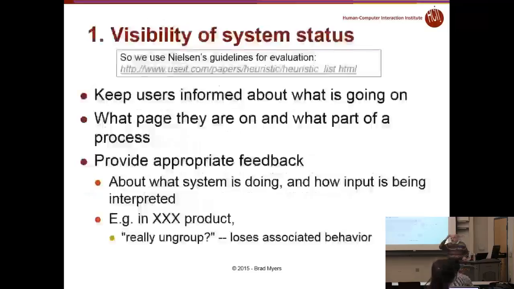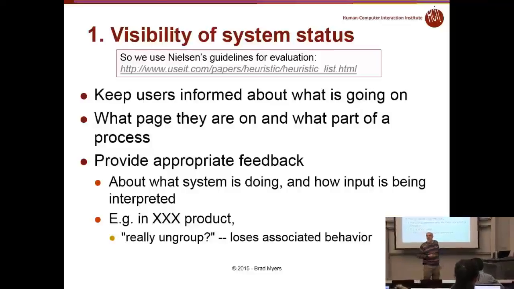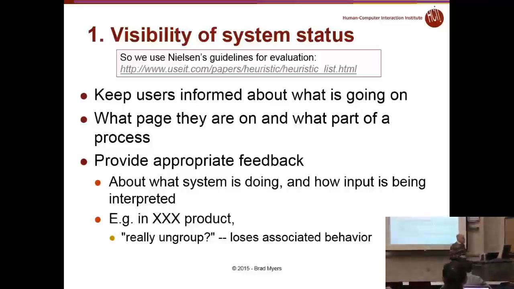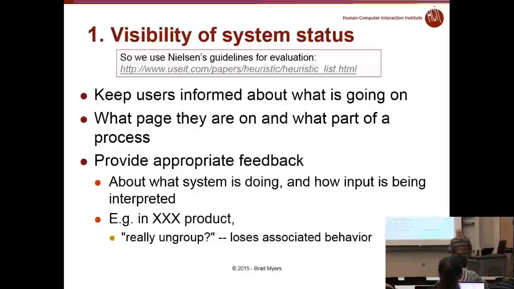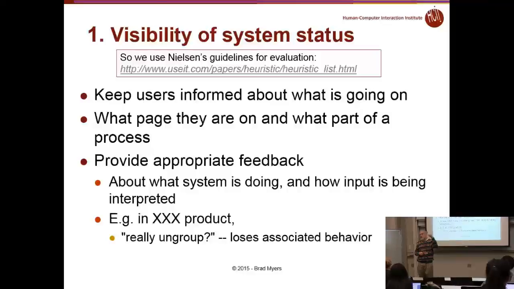So let's talk about the Nielsen guidelines. The first one is visibility of system status. This encompasses a whole bunch of things around making sure the user always knows what's going on with your system. Keep the users informed about what page they are on, what step of a process they are on. The general rule of thumb is if somebody leaves their screen up and walks away and comes back 10 minutes later, or somebody else walks up to the computer without having been there, they should be able to tell just by looking exactly what's going on.